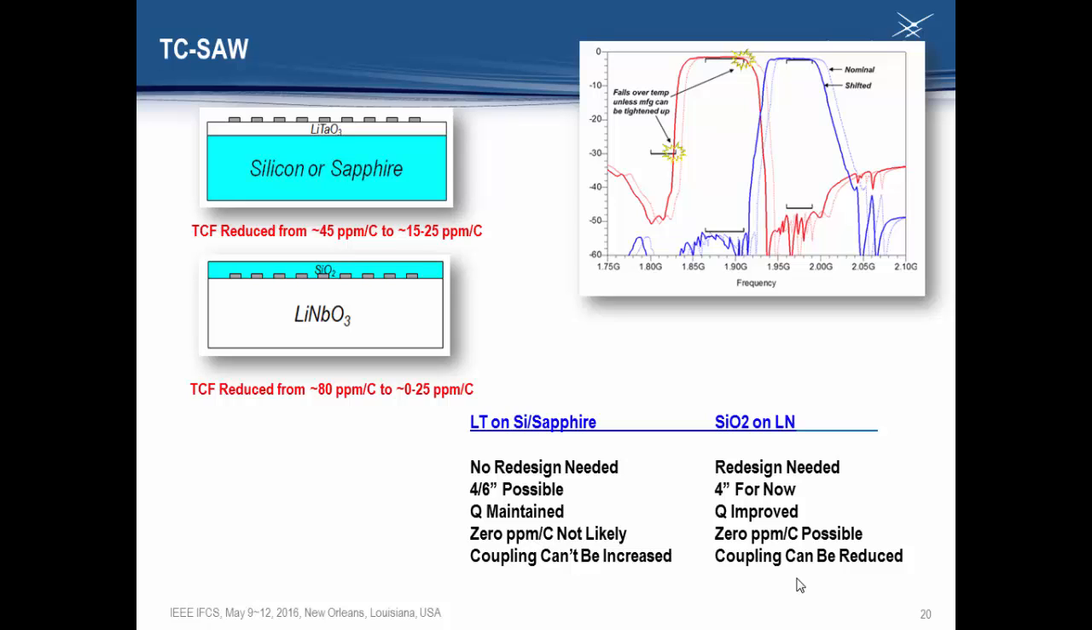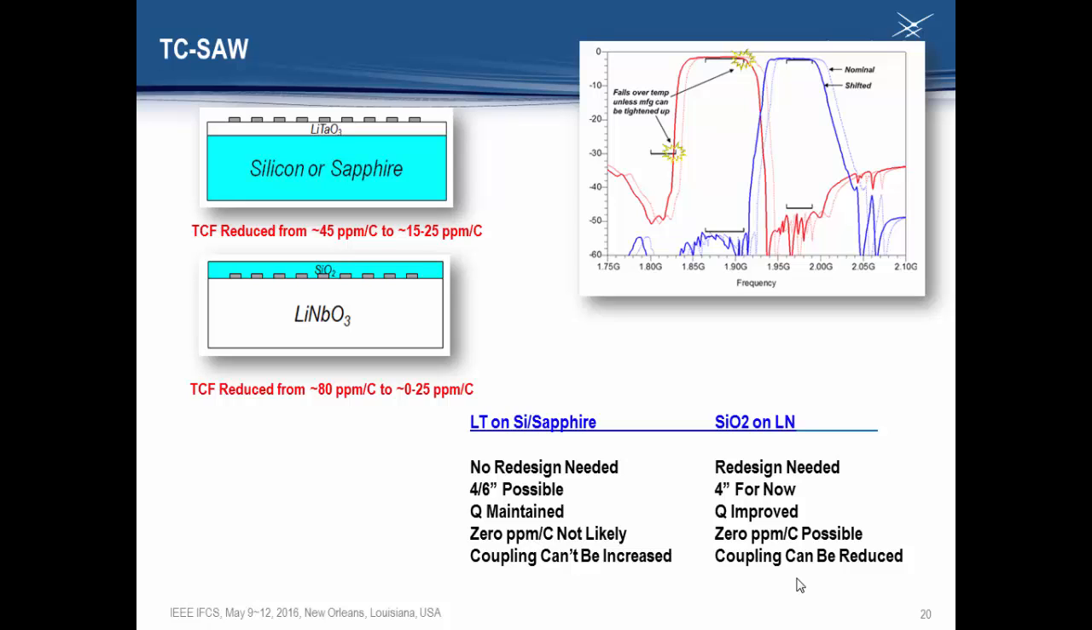For temperature compensation, you can see that the top methods can reduce it, because lithium tantalate is about 45 ppm per degree C. By limiting its movement, you get down to about 15 to 25 ppm per degree C. If you put silicon dioxide on lithium niobate, you can go from 80 ppm to about 25 ppm. In fact, you can actually get it to 0 TC. I can put it down to 0 here. So both technologies have different strengths and weaknesses.